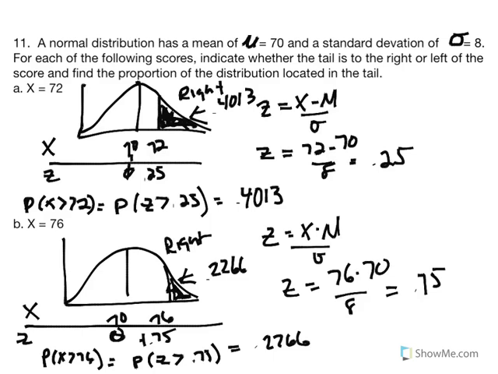We can express this a couple of different ways. We could say that there's a 22.66% chance that if we randomly selected a score from this distribution, that score would be greater than 76. Or we could say that of the entire distribution, 0.2266 is the proportion that represents scores above 76, or z-scores above 0.75.